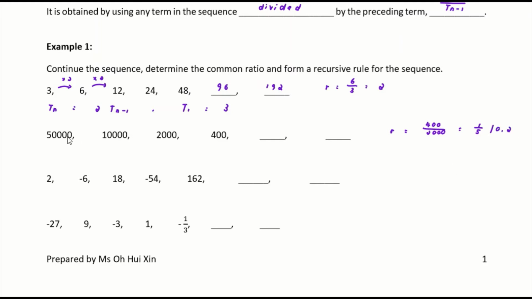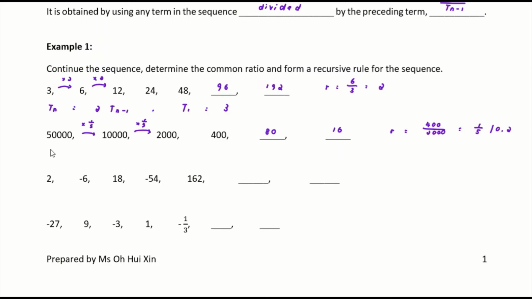So which means 50,000 needs to be multiplied by 1 over 5 to get 10,000. Then multiply another 1 over 5, then you get 2,000 and so on. So 400, when you multiply by 1 over 5, then you should be able to get 80. Or it's the same thing when you multiply by 0.2 as well. Then when I do it again, I'll be able to get 16.